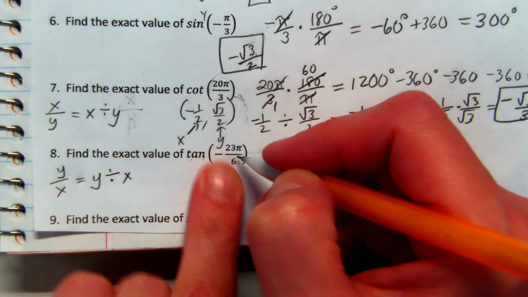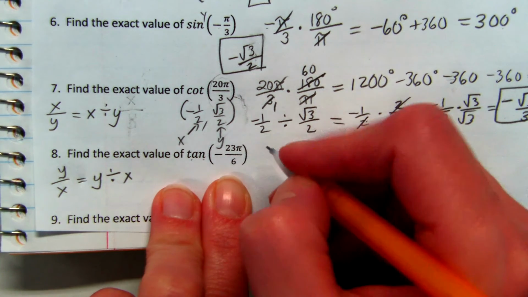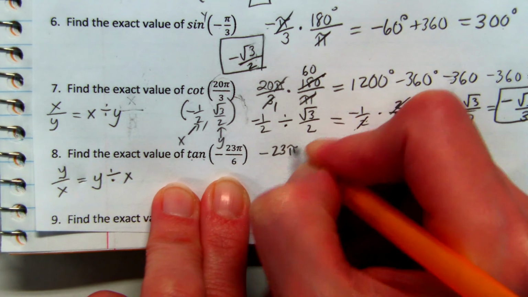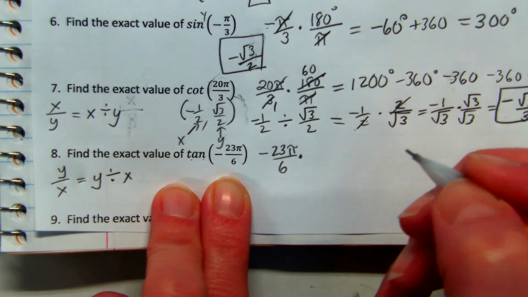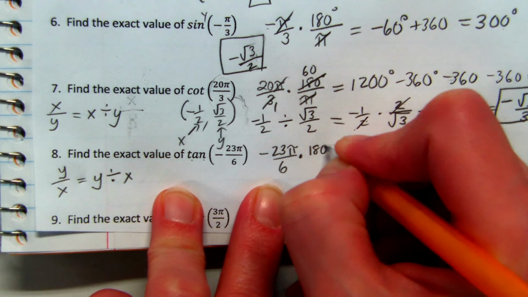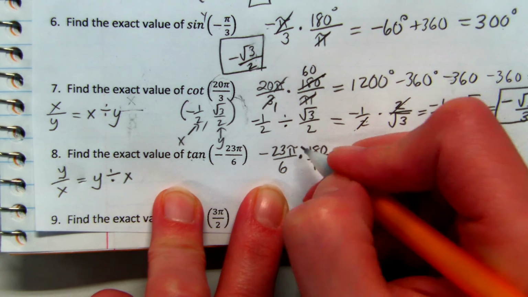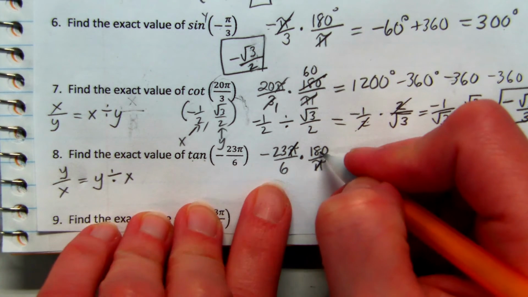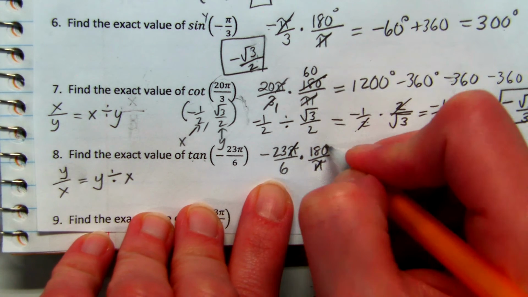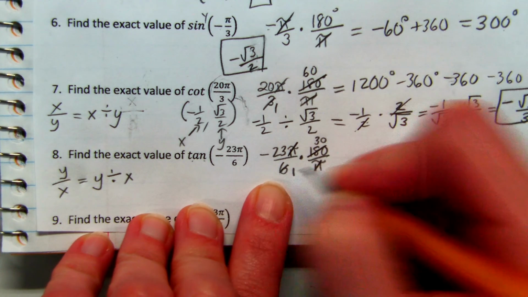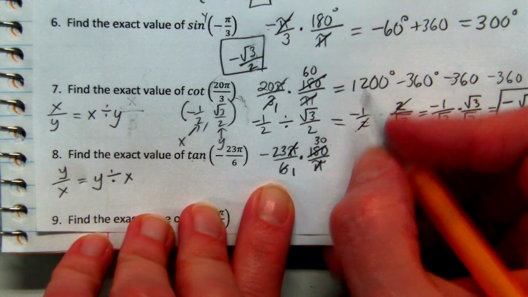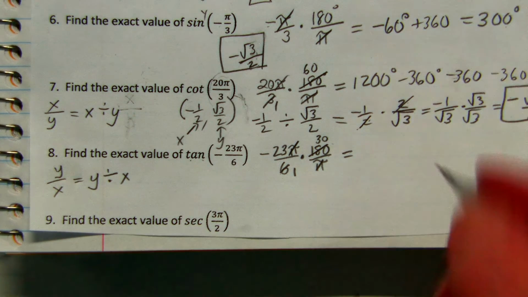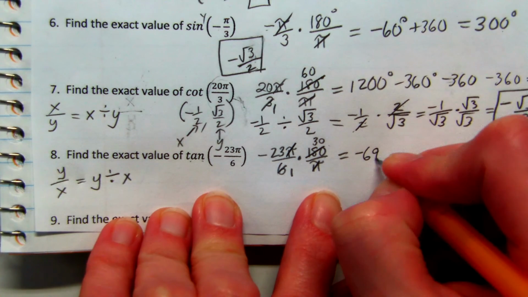Start with the strange angle that we have. Let's convert it to something that we can use. So we have negative 23 pi over 6. Let's change that to degrees, so times 180 over pi. Cancel out the pi's. And I can also reduce 180 with 6. That makes this 30 and 1. You can multiply and divide if that makes you happier. Okay, so we're going to end up with negative 690.